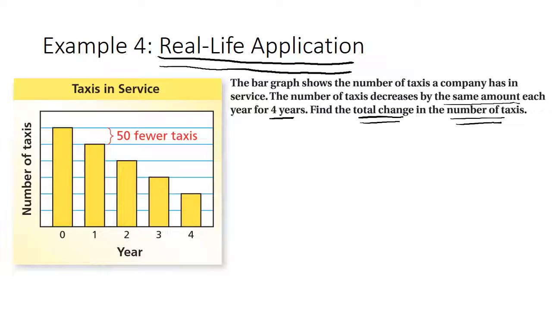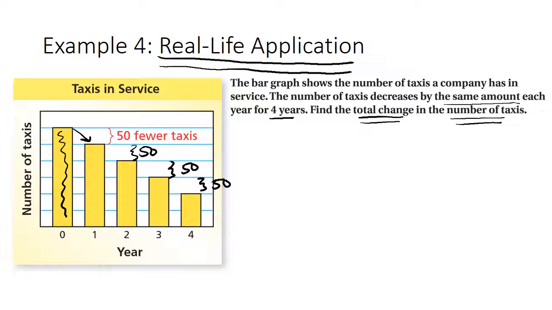As we look at this, we don't know how many taxis we have here. We could figure it out using some math, but we don't need to figure that out for this problem. What we do know is that from year 0 to year 1, there were 50 fewer taxis. From year 1 to year 2, there were another 50 fewer taxis. From year 2 to year 3, another 50 fewer taxis, and from year 3 to year 4, another 50 fewer taxis.